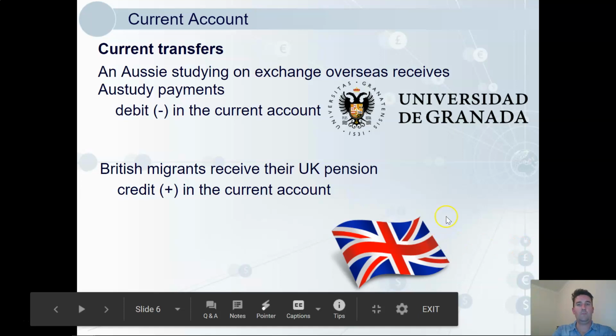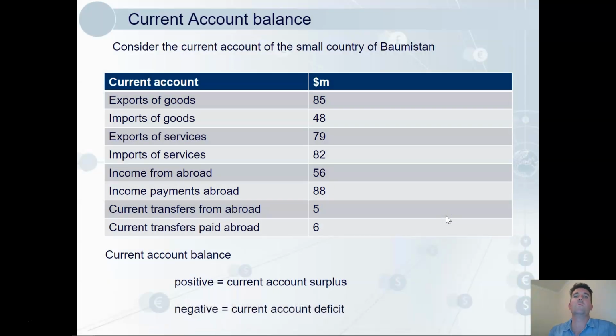Okay. Just so we know our debits and credits, I want you to have a look at the current account data here and determine whether there is a current account surplus, a current account deficit, and how big the surplus or deficit is. Okay. This is relatively straightforward.